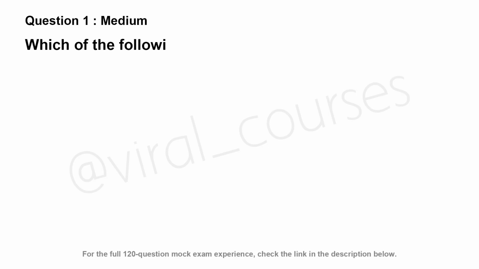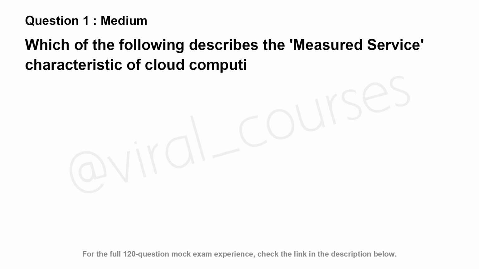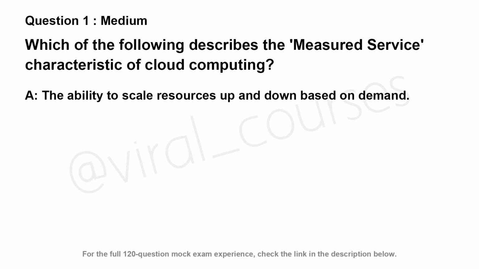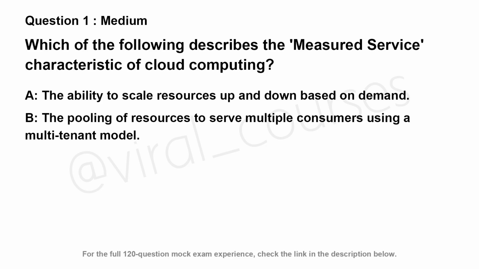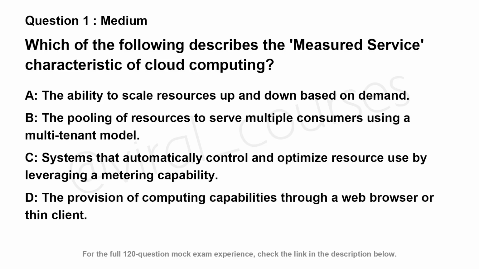Which of the following describes the measured service characteristic of cloud computing? Option A. The ability to scale resources up and down based on demand. Option B. The pooling of resources to serve multiple consumers using a multi-tenant model. Option C. Systems that automatically control and optimize resource use by leveraging a metering capability. Option D. The provision of computing capabilities through a web browser or thin client.